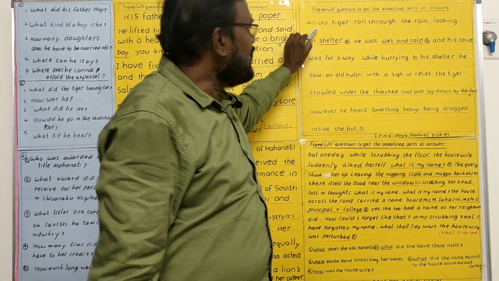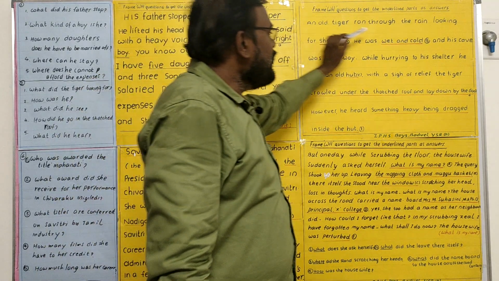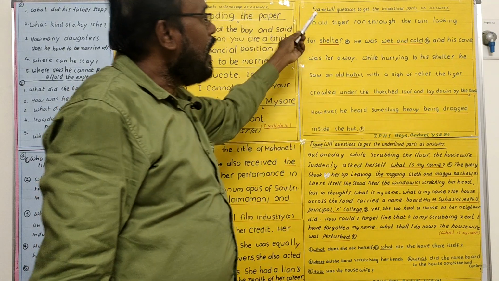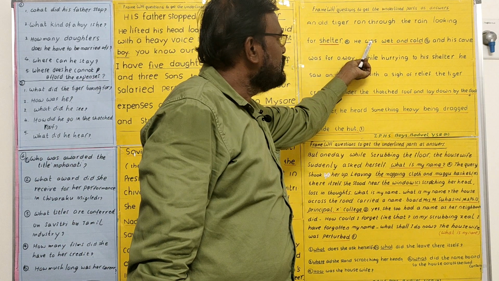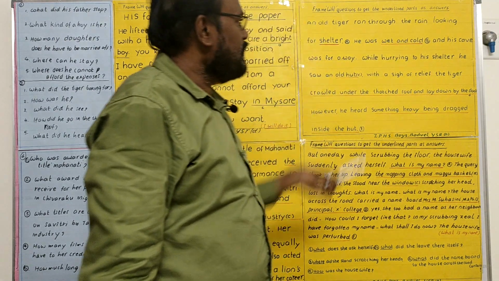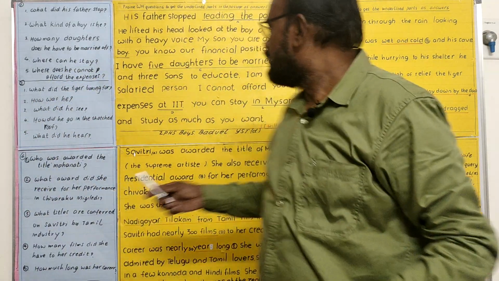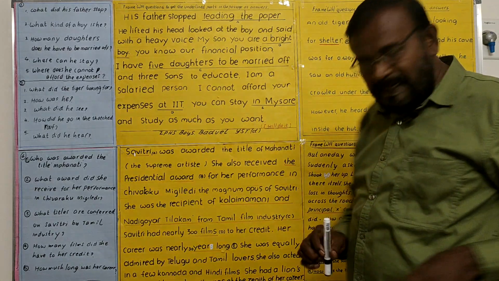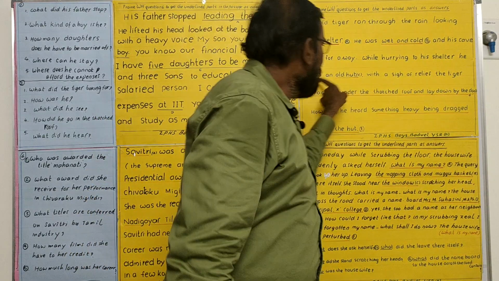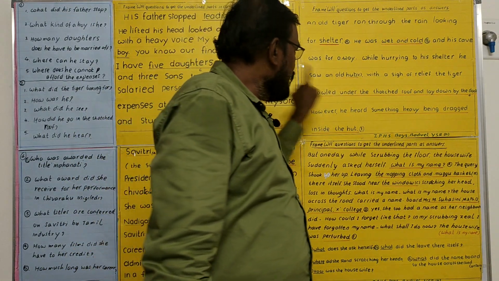Here, see. Shelter, he ran. What for? What was the tiger looking for? A shelter. How was he? He was wet and cold. And here, while hurrying, what did he see? He saw an old hut.